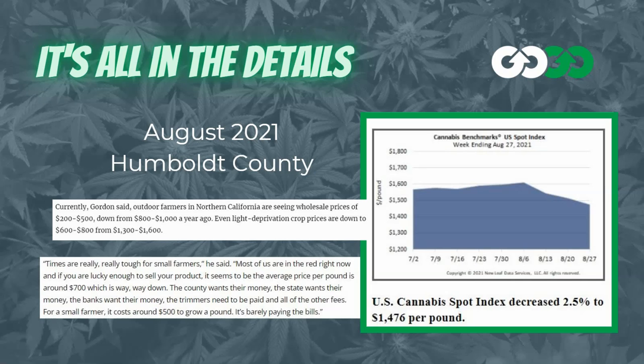At the same time, doing a simple Google search takes you to the cannabis benchmark spot index for the same week, and you see that the cannabis spot index decreased 2.5% to $1,476 a pound. I point all of this out to say that, the two discrepancies in pricing aside, we don't really know if that is based on any aggregation or just one outdoor farmer talking to one media outlet and another talking to another media outlet.